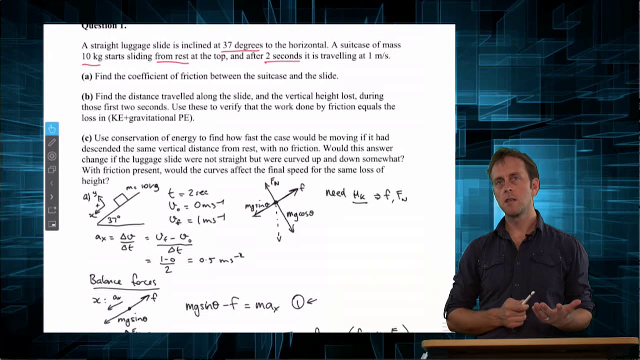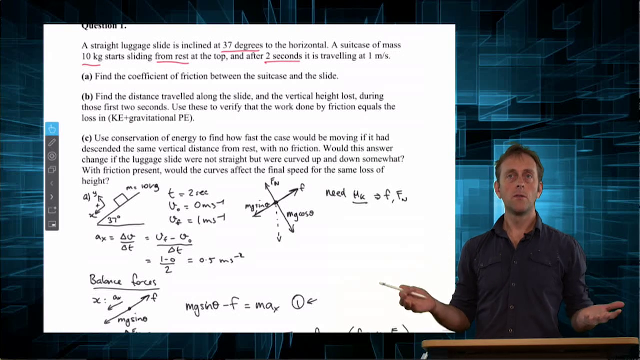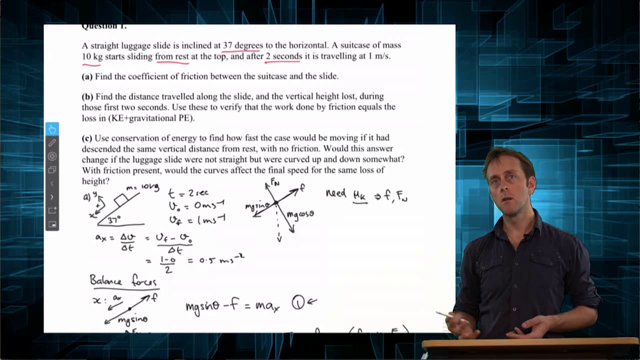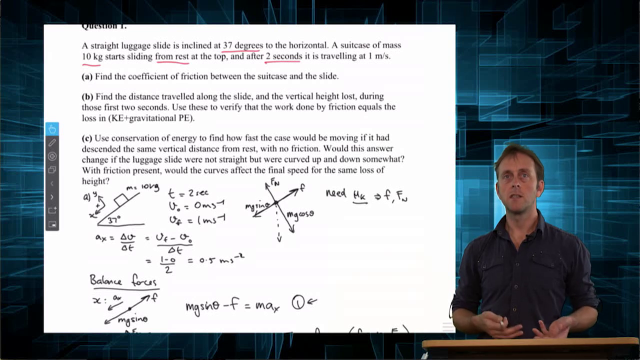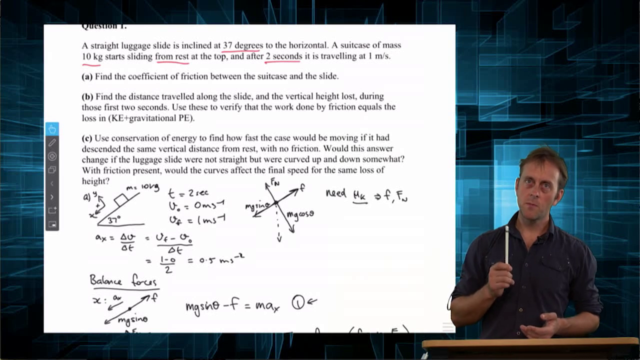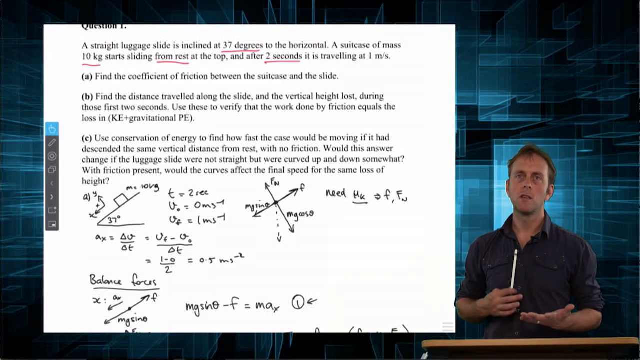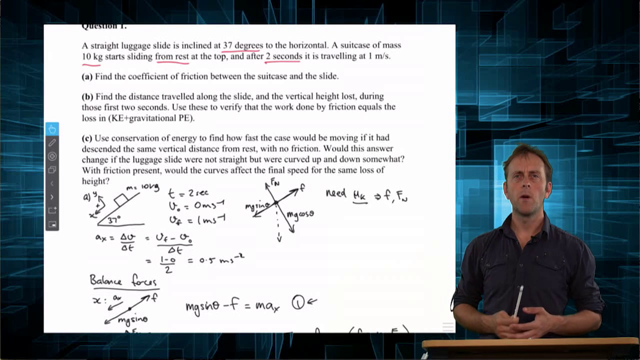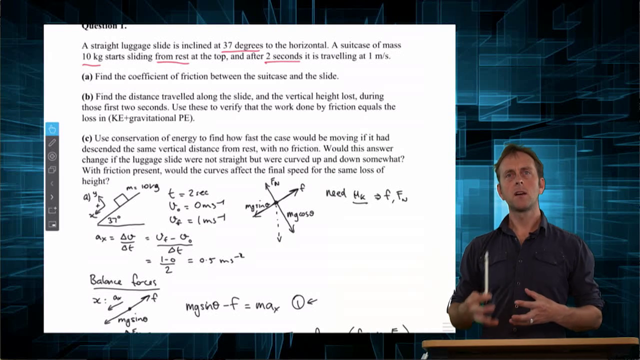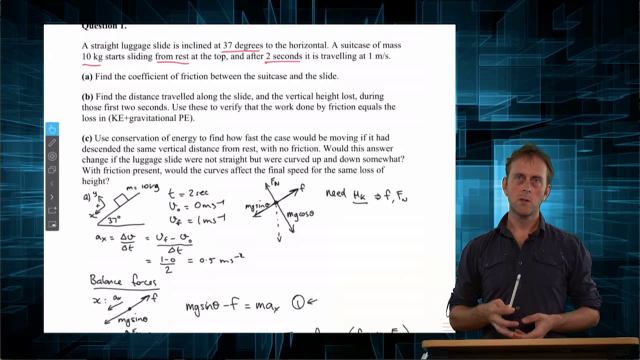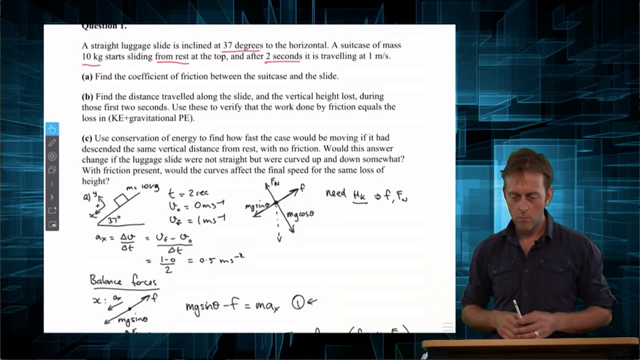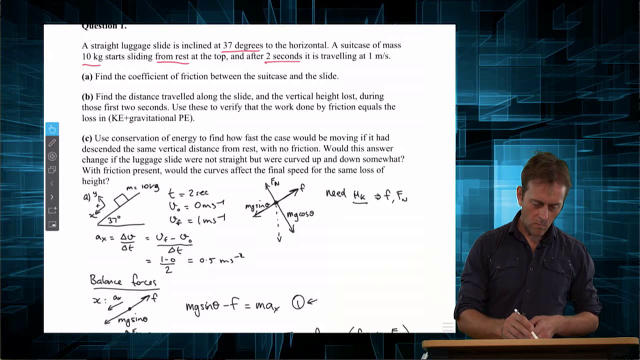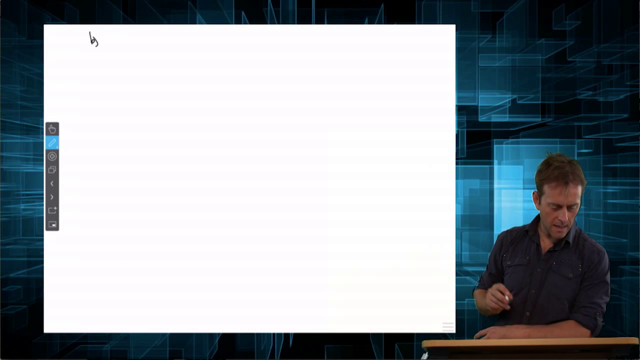Now, if there's no friction, there's no external dissipative force, then we shouldn't lose any mechanical energy. It should be conserved. So delta E, change in energy, should be 0. But we've got a dissipative force acting, and that is the friction. It's going to take away some energy, and we're hoping that the amount of mechanical energy that gets lost is equal to the work done by friction. That will verify this statement. Right, so let's work that out to start.